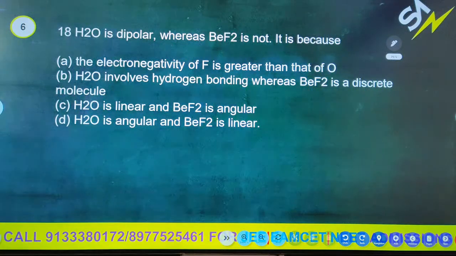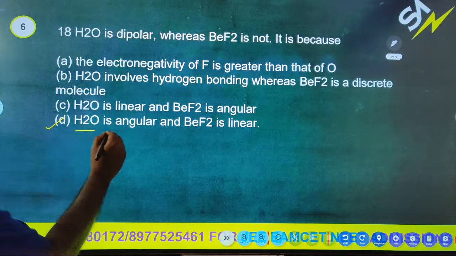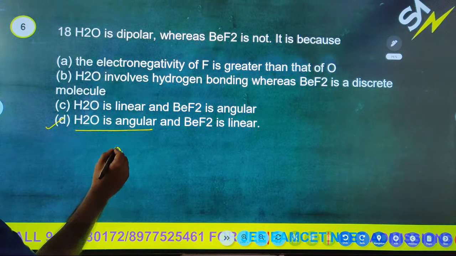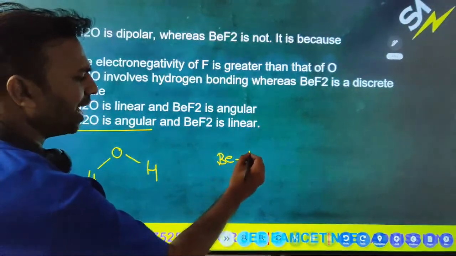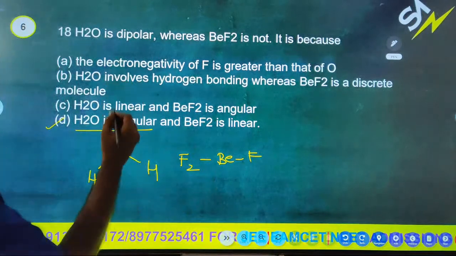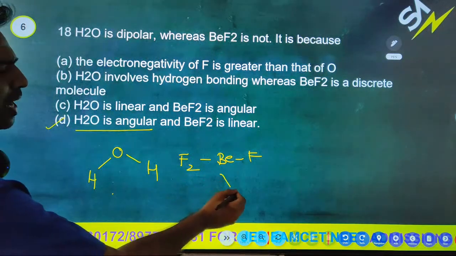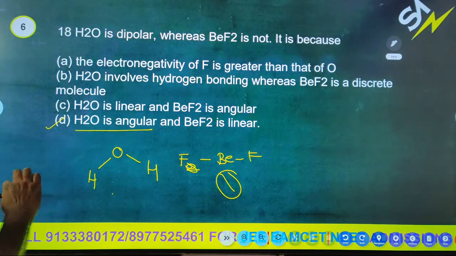Now the next question. The next questions are all bond parameters regarding this section, all on dipole moment only. Now, H2O is dipolar whereas BeF2 is not. Yes, we already learned this also. What is the question? The 18th question: why is H2O dipolar? Yes, due to what? Angular shape. Oxygen, hydrogen, so the shape is angular. What about beryllium difluoride? Linear. Yes, so polarity is there in H2O, but here polarity is not there, 0. So the answer is D.